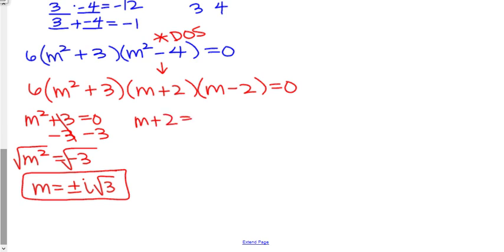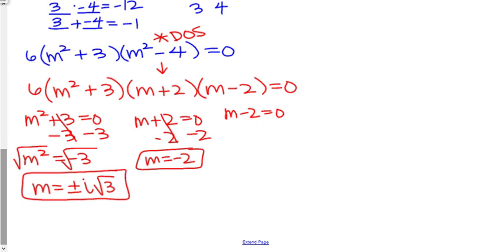M plus 2 equals 0. I subtract 2 from both sides. I get m equals negative 2. And then m minus 2 equals 0. I add 2 to both sides. And then I'm done. I'm finally finished.